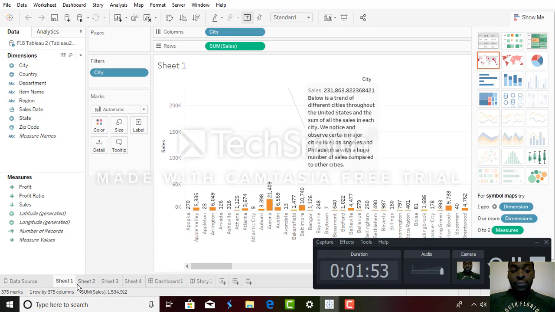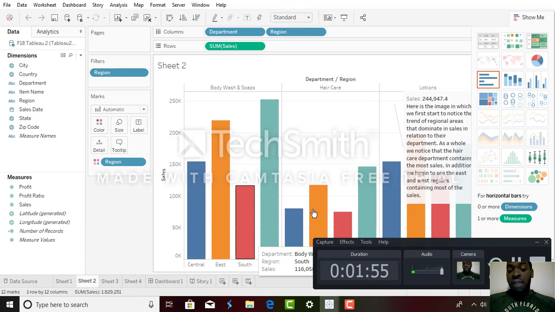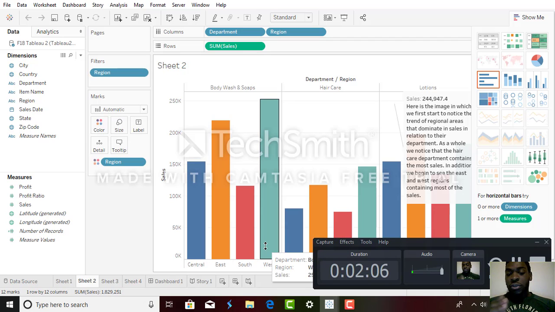Now these cities, big e-commerce cities, they're the ones that are going to stand out with all of the sales. Next is sheet two. Here we have multiple bar graphs, and we're looking at departments and we're also looking at regions in regards to the sum of the sales. Here's where I start seeing the recurring west and east coastal lines, with the east regions having the most sales.